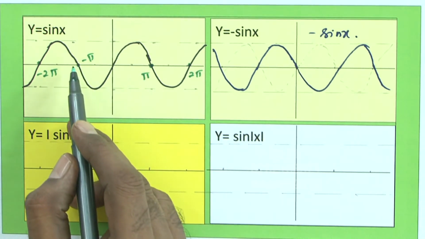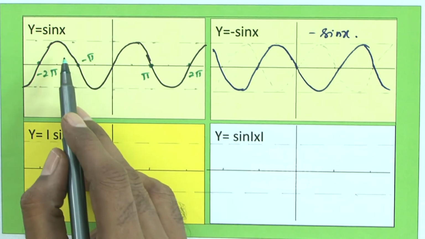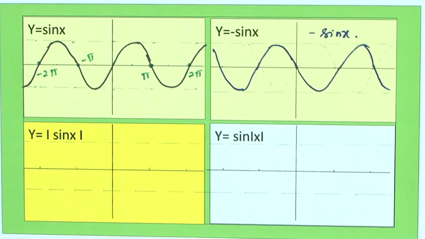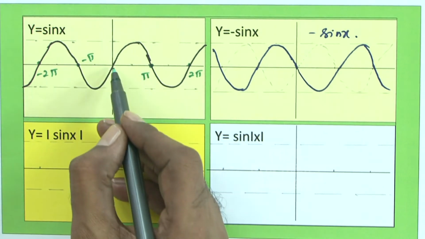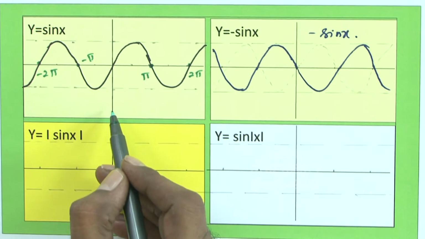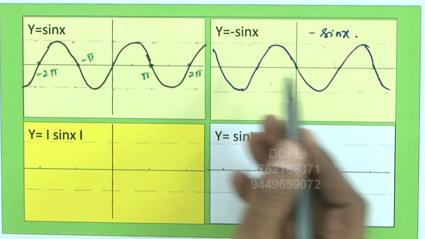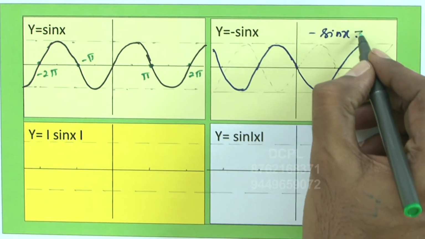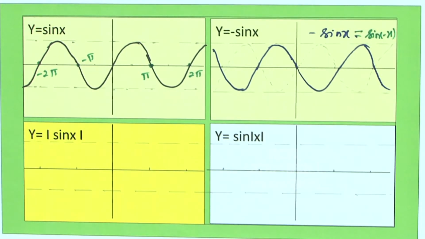Use the y-axis as a mirror. Just interchange the parts of the graph which are towards the left side of the y-axis to the right side of the y-axis and vice versa. That means to say, just write the replica of the part of the graph which is towards the left side of the y-axis, using the y-axis as a mirror. Then what will you get? This will come like this and continue, which is nothing but the minus sin x graph. So sin of minus x and minus sin x are one and the same.